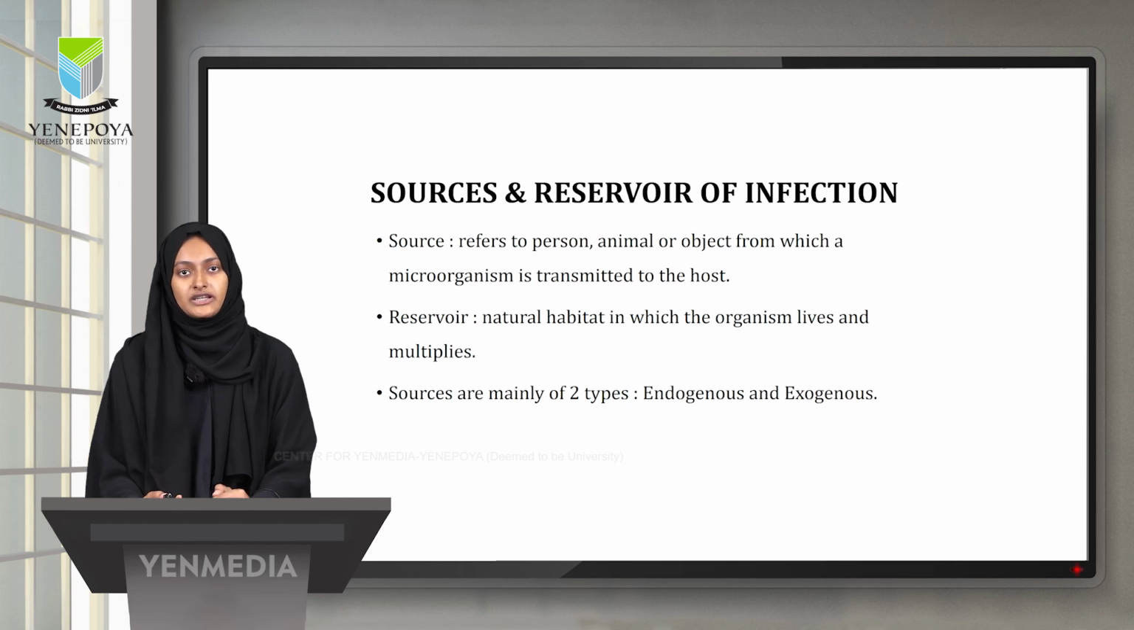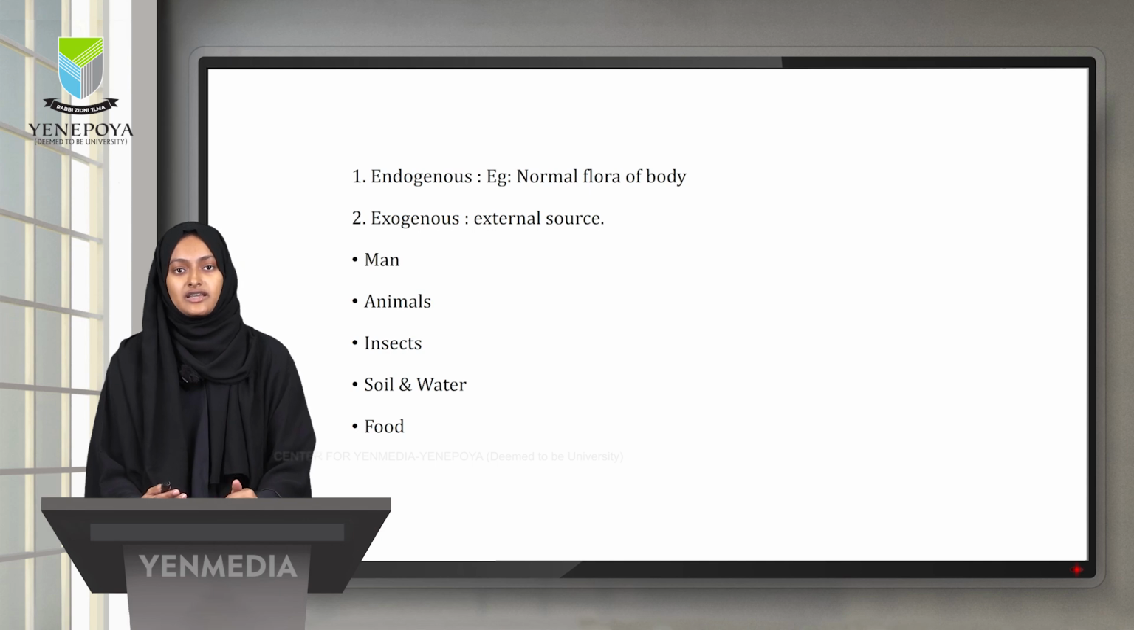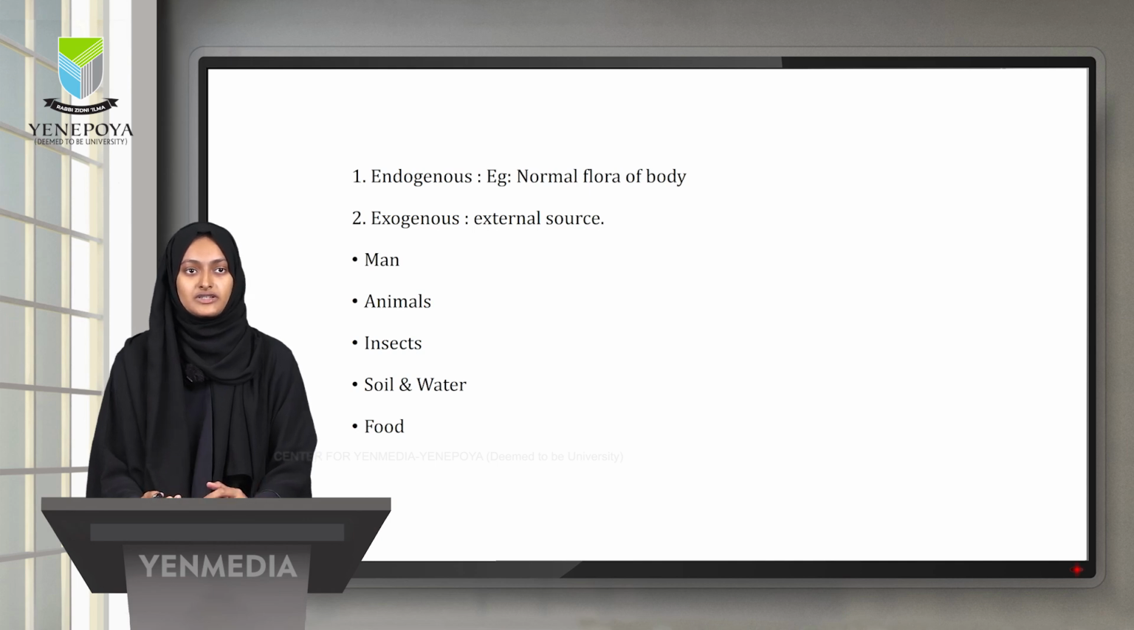And sources are mainly of two types, endogenous and exogenous. So endogenous is with the term itself, endo, it is something inside, that is it is present inside the host body, that is the normal flora of body. Exogenous, it is an external source, and we have 5 sources: man, animal, insects, soil and water, and food.